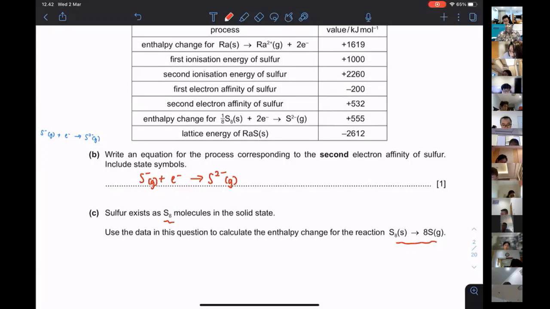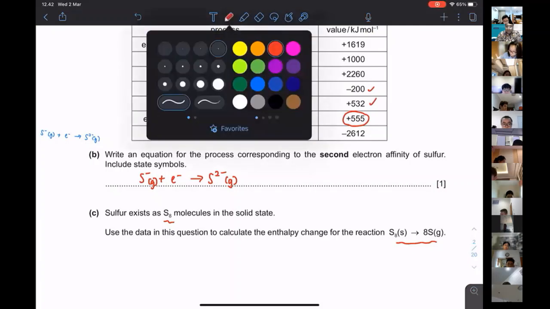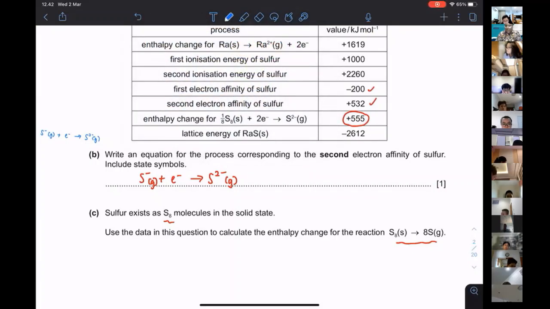Without thinking so much, you know that you need to use these 2 data. This one, you can only know if you do the past year paper, paper 4.1. If you don't know, then revise. I'm not going to explain in detail from the beginning.